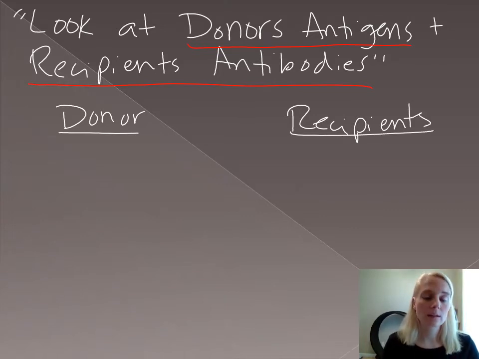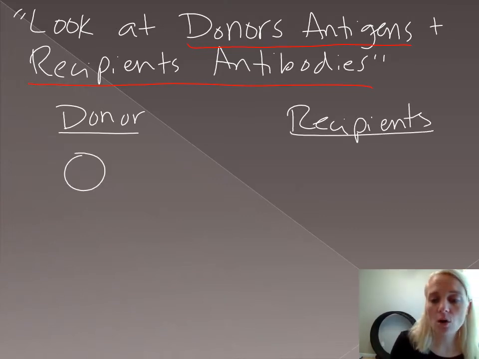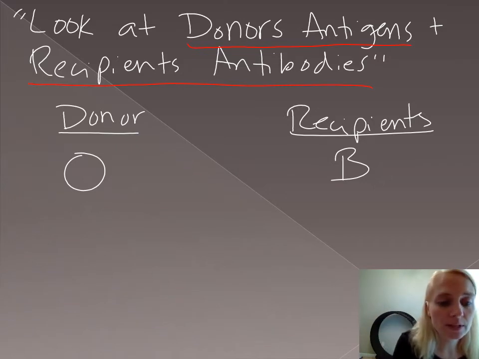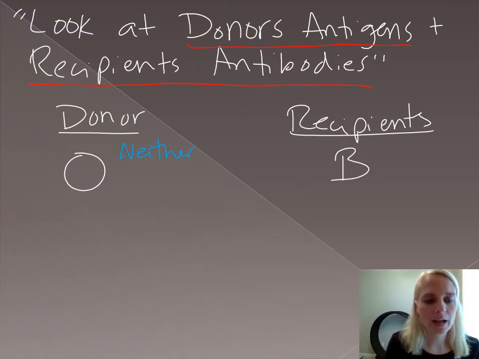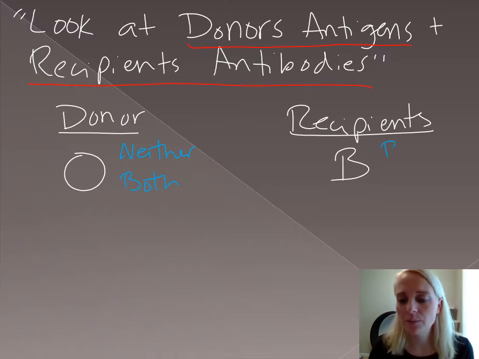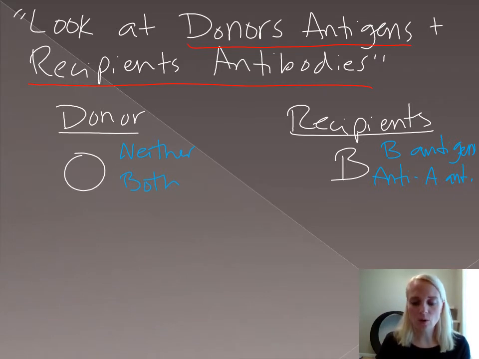Okay, and let's just do, let's say the donor is O and the recipient is B. At the beginning, when you're first learning all of these things, I encourage you to write down all the information you know about each blood type and then apply our rule here. So O has neither antigen, but it has both antibodies. Type B has B antigens and anti-A antibodies. Okay, so now let's take a look at our rule.